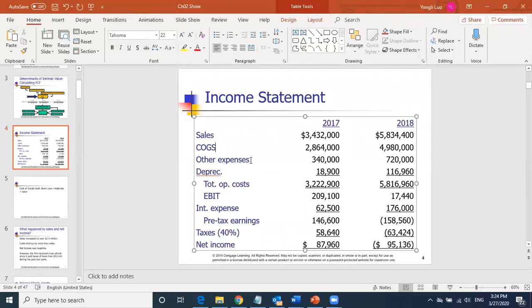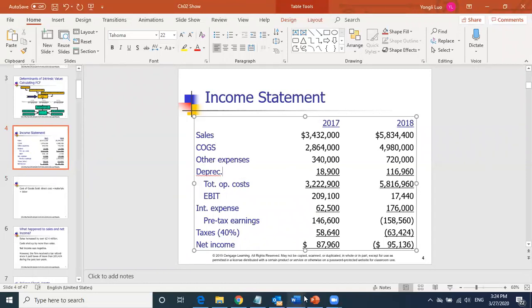And they have other expenses. Those other expenses are indirect costs. You make a product, and you maybe put in advertising, and also marketing or administration cost. So those are other expenses. And then you have depreciation. Depreciation is the cost that you calculate for using fixed assets.